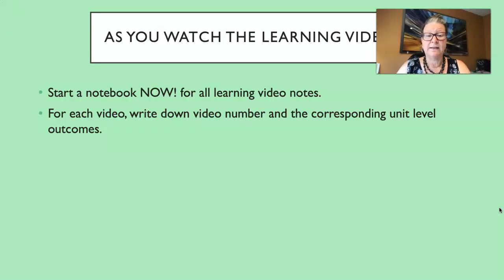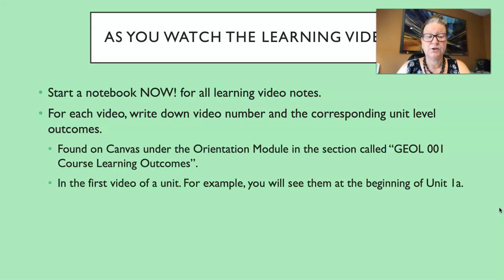Now, where do you find these learning outcomes? There's 2 places. First of all, in Canvas, under the orientation module, there's a section called Geology 1, Course Learning Outcomes. And I'll show you in the next slide exactly where they are. And then the first video of each unit will also have those learning outcomes on a slide.